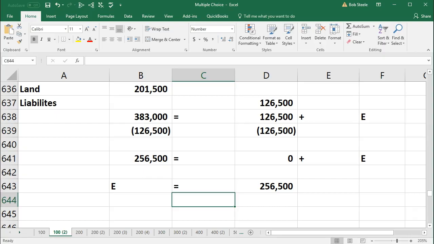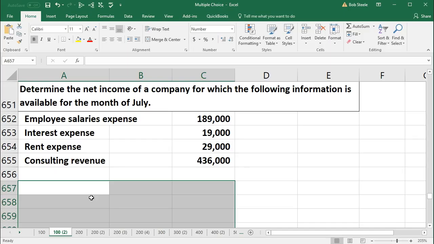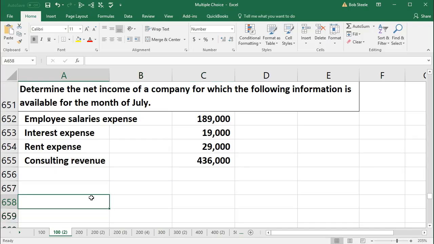Next problem. Determine the net income of a company for which the following information is available for the month of July. Employee salaries expense of $189,000, interest expense of $19,000, rent expense $29,000, and consulting revenue of $436,000.